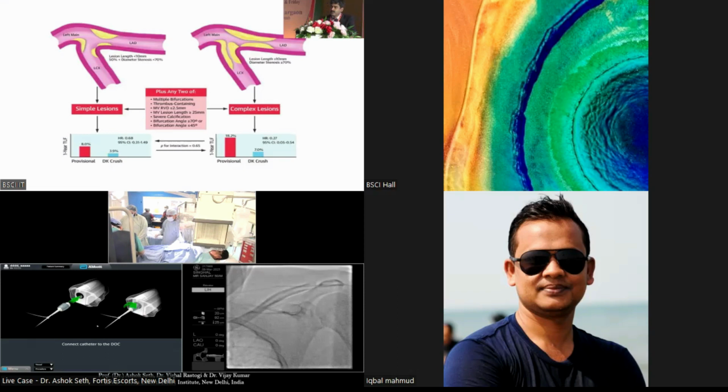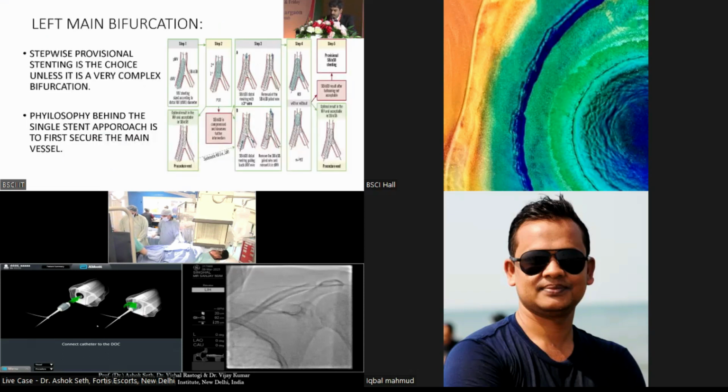If it is a simple left main bifurcation, stepwise provisional stenting is the choice. It is basically the treatment of choice endorsed by the EBC group. And basically, I will not say it's a technique.